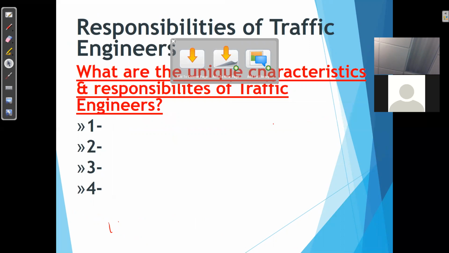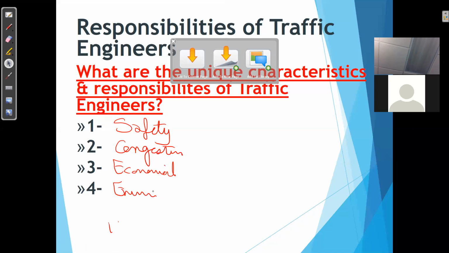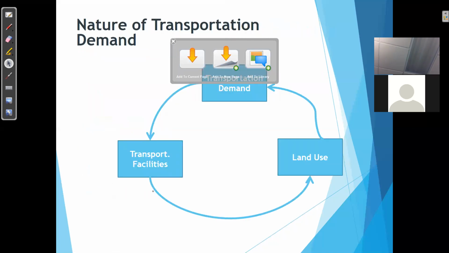So let's now talk here. As a traffic engineer, the unique characteristic and responsibility of traffic engineers, number one, you need to provide safety. You need to work with people to reduce congestion. You need to provide some kind of convenience, and also an easy, fast, and cheap, so economical and environmentally friendly, and this is part of your challenges as a traffic engineer.